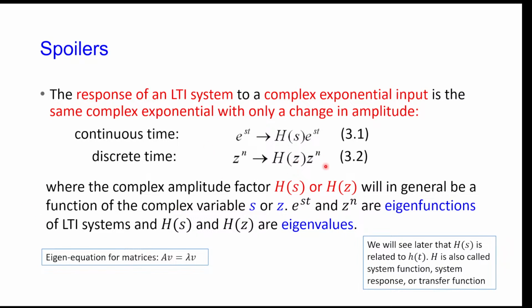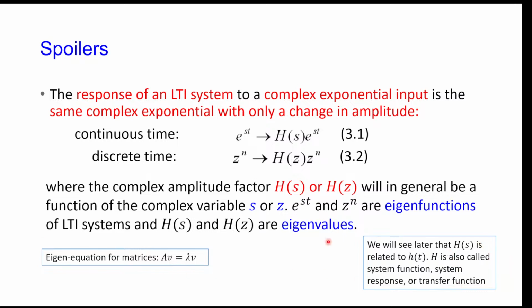And similarly for discrete time, we change the notation a bit, so we have z to the n, where z is a complex number. The output will be H of z times z to the n. This big H of s and big H of z are very important functions, and in general they are functions of the complex variables s and z. They are called the system function, system response, or transfer function.